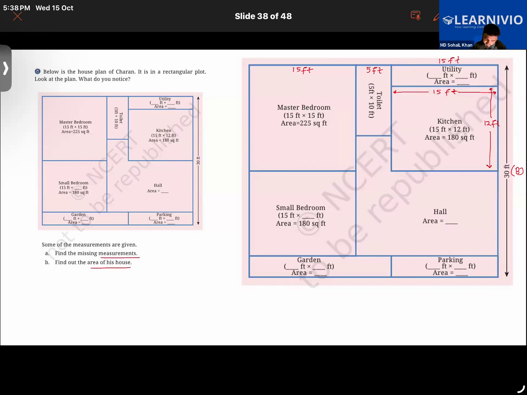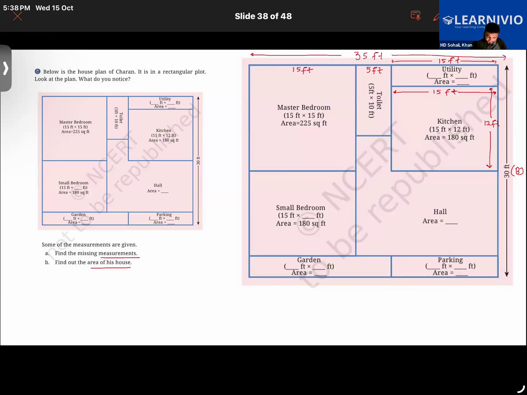Now you tell me, haven't we actually got the length of the house? That will be equal to 15 plus 5 plus 15. 5, 20, 35. So thereby we can say that the length of the rectangular house is 35 feet.